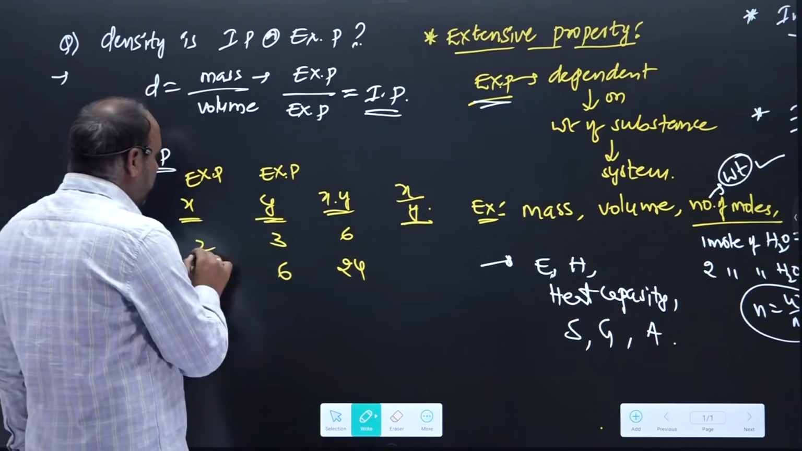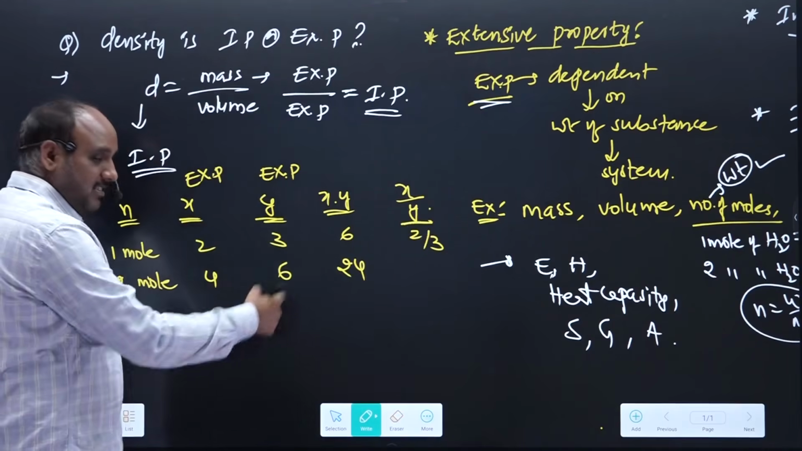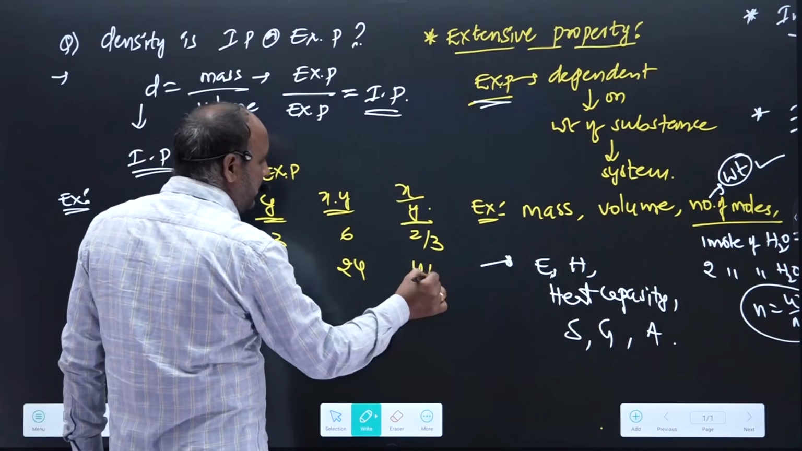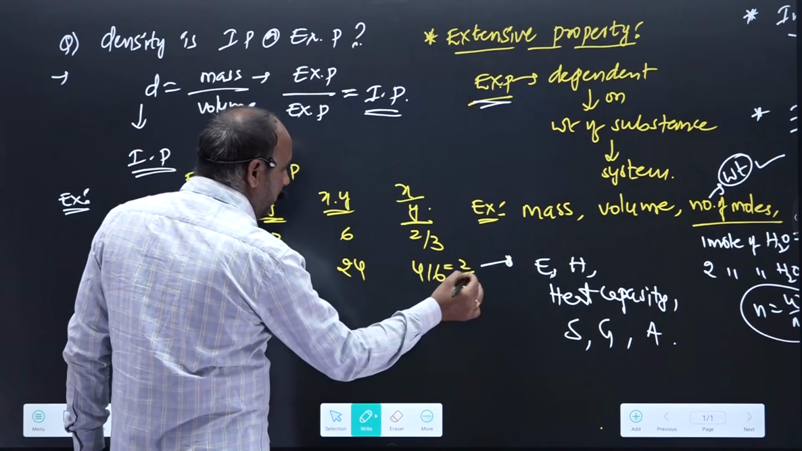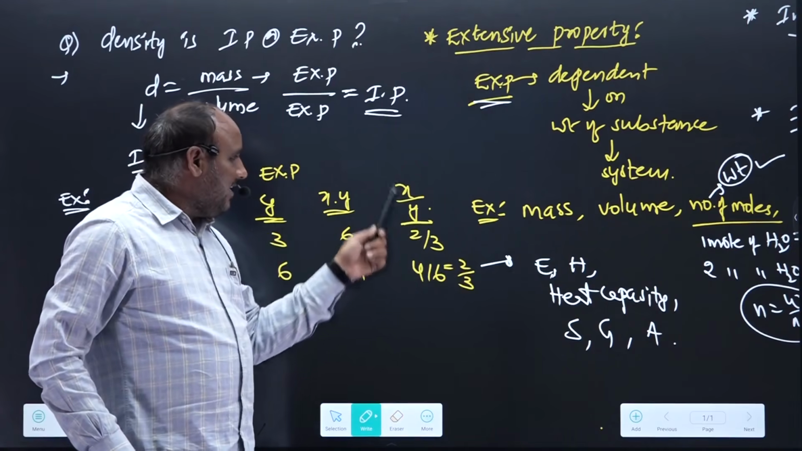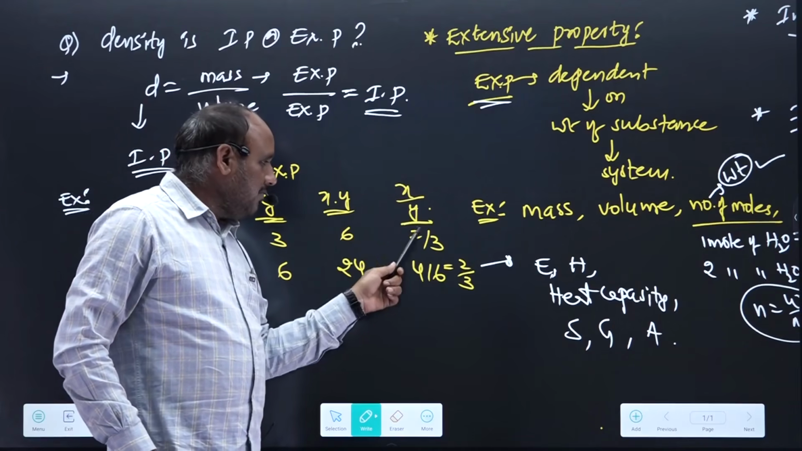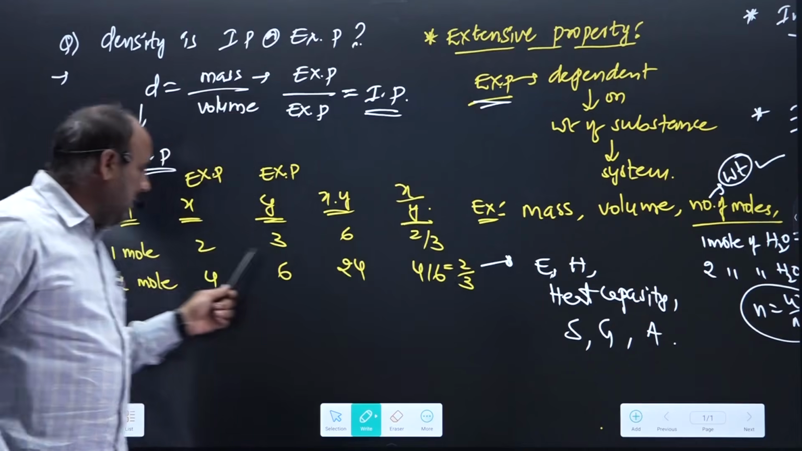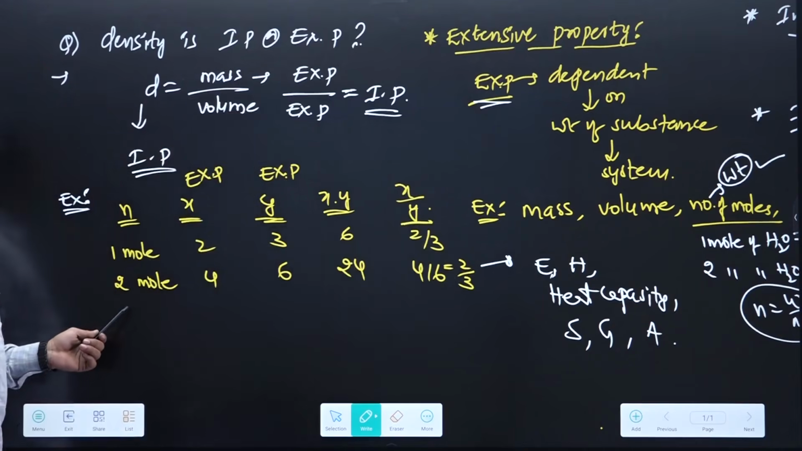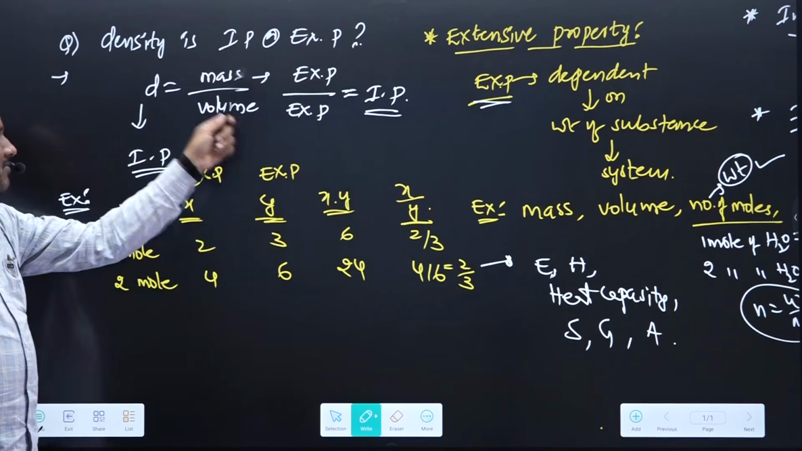X by Y means 2 by 3. Here in this case, 4 by 6. 4 by 6 means what? 2 by 3. Here we are getting the result of the ratio of extensive properties. This ratio of extensive properties is the same, which means it is independent of the number of moles. Mole is a weight of the substance.